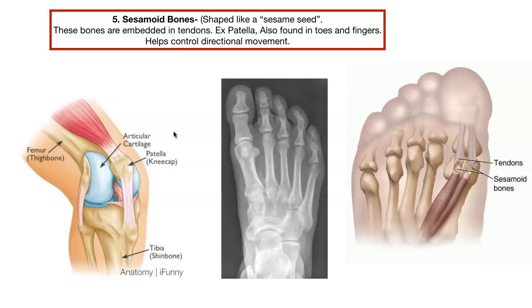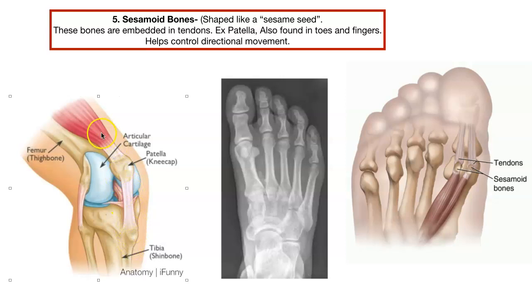And our last kind of bone is a sesamoid bone. They say it's shaped like a sesame seed. Now these bones are embedded in tendons. So the biggest one is going to be the patella, the kneecap. This is going to be embedded in tendons. So it is not connected to another bone. It is embedded in a tendon.